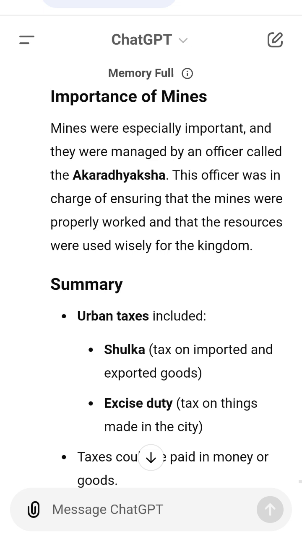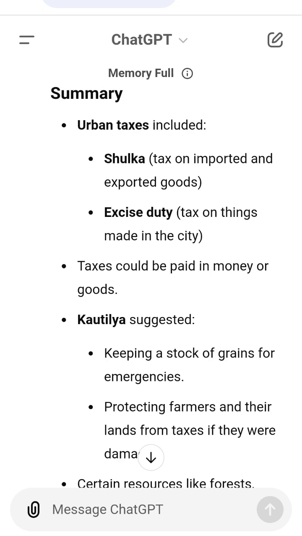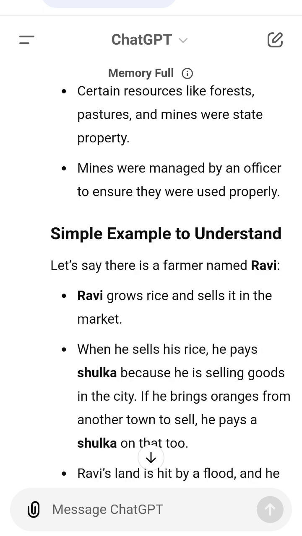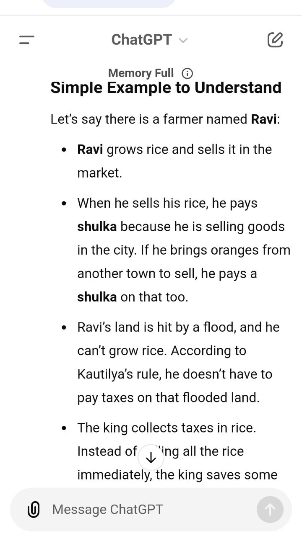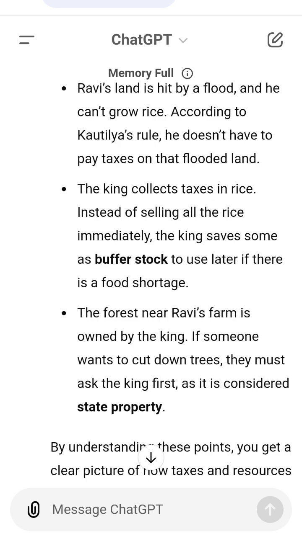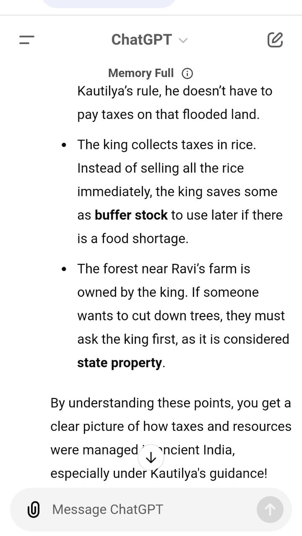The king collects taxes in rice. Instead of selling all the rice immediately, the king saves some as buffer stock to use later if there is a food shortage. The forest near Ravi's farm is owned by the king. If someone wants to cut down trees, they must ask the king first, as it is considered state property. By understanding these points, you get a clear picture of how taxes and resources were managed in ancient India, especially under Kautilya's guidance.